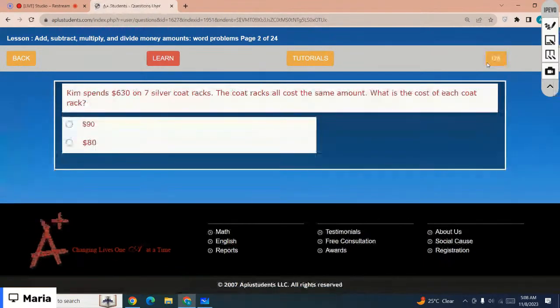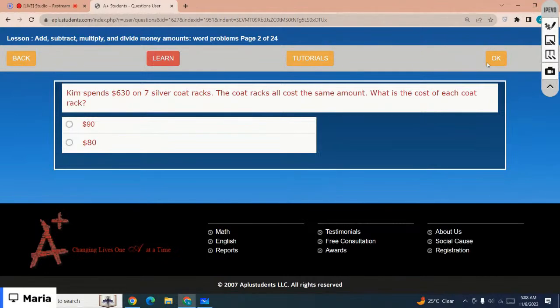Kim spent $630 on 7 silver coat racks. The coat racks all cost the same amount. What is the cost of each coat rack? So which is the correct option?